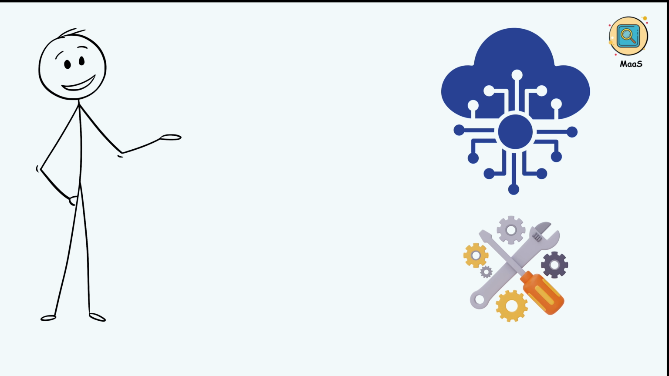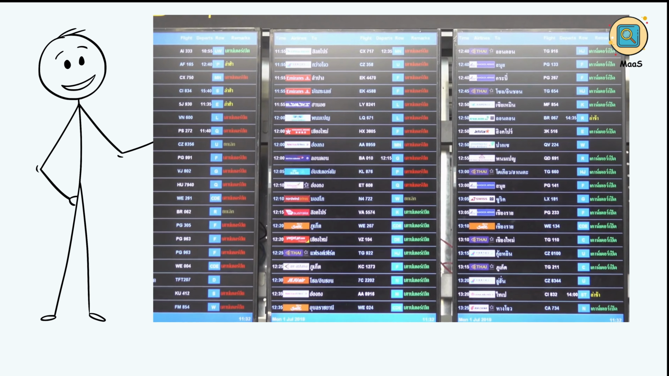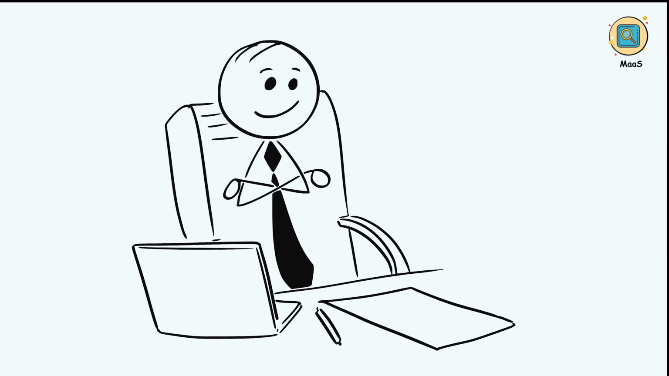MaaS, or monitoring as a service, gives you cloud-based tools to monitor your apps, servers, or networks. You get real-time alerts and reports about performance or issues, helping you keep everything running smoothly without setting up your own monitoring systems.